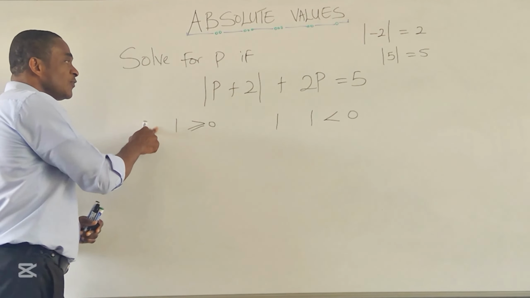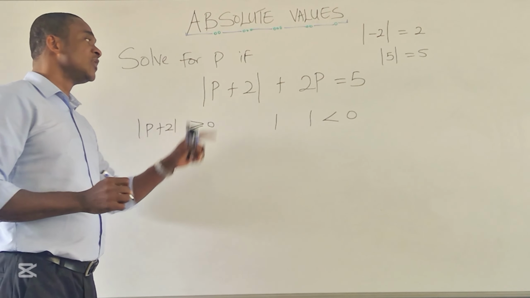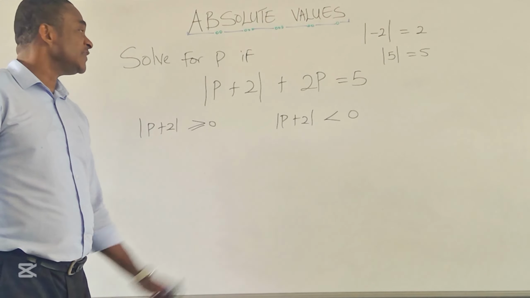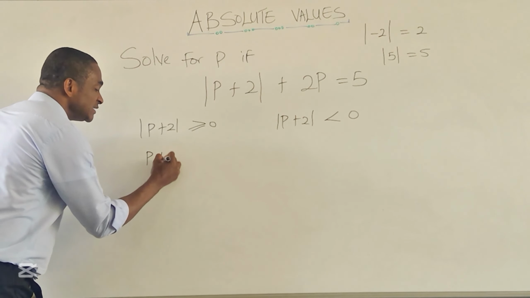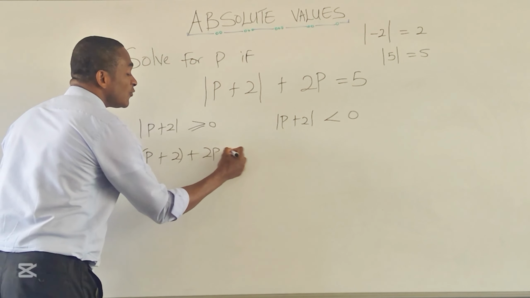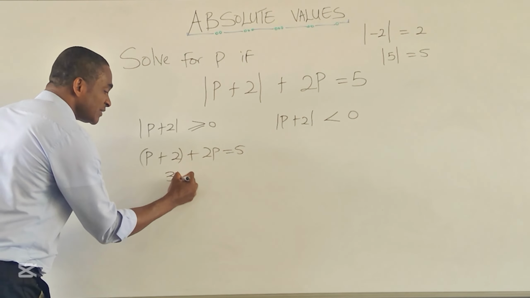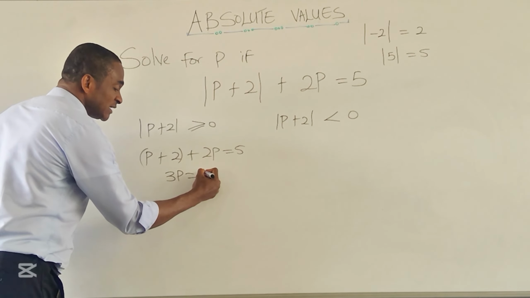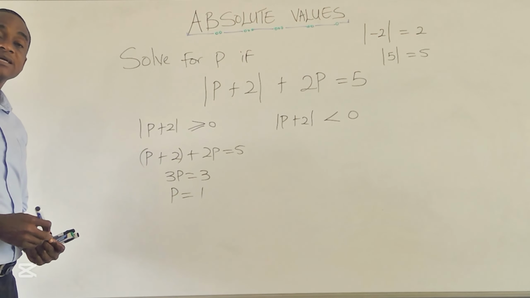Now the first thing, we have p plus 2. So p plus 2 can either be a positive or a negative value. If it is a positive value, the expression we solve is p plus 2, which is positive, plus 2p equals 5. Then p plus 2p is 3p, and collecting like terms, 5 minus 2 is 3. In this case, p is equal to 1.